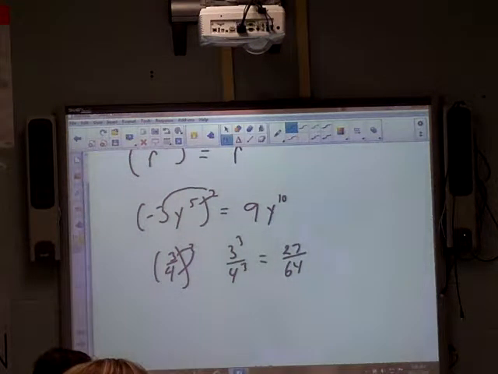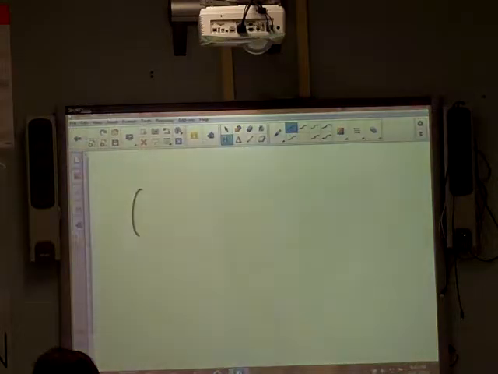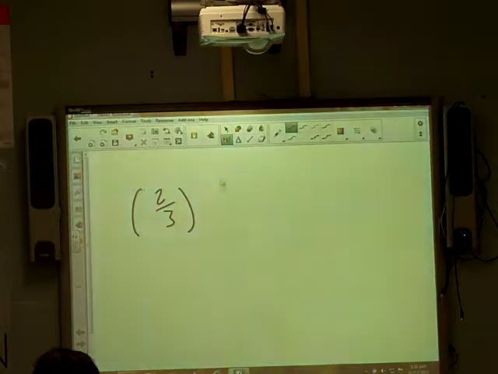What if I had 2/3 to the negative 4th power? The directions say write with only positive exponents and evaluate.